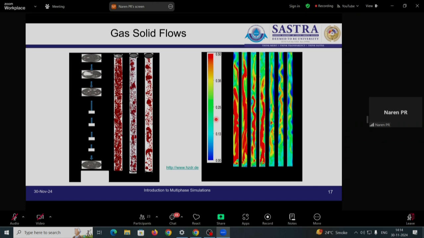Their performance in terms of reaction, or how much heat can be recovered, or how much a particular process can occur, depends on how these phases get distributed. This distribution of phases affects the contacting area, and this contacting area eventually affects the performance of the system. So that means we need to predict this performance based on these hydrodynamic features.